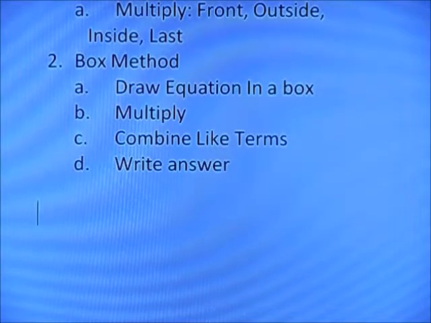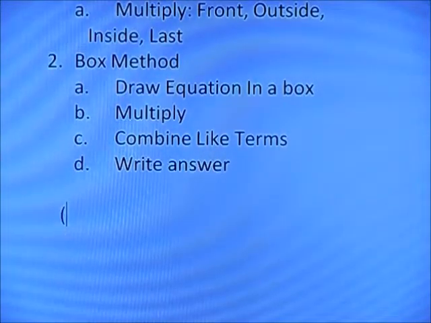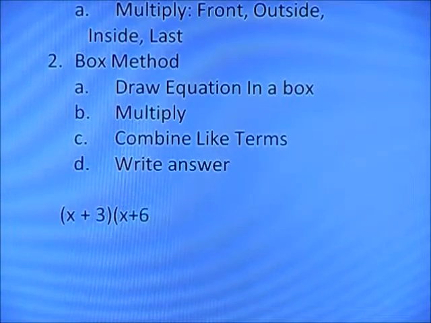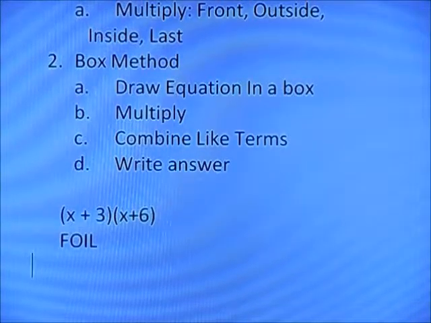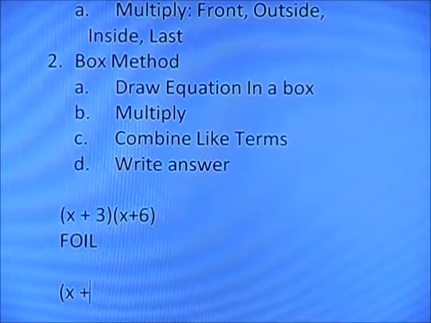We'll do FOIL and box method on both these two equations I'm about to give you. So, x plus 3 times x plus 6. Okay? So, here's FOIL. Now, we also like to call this the happy face, and you'll see why in a second here. So x plus 6.